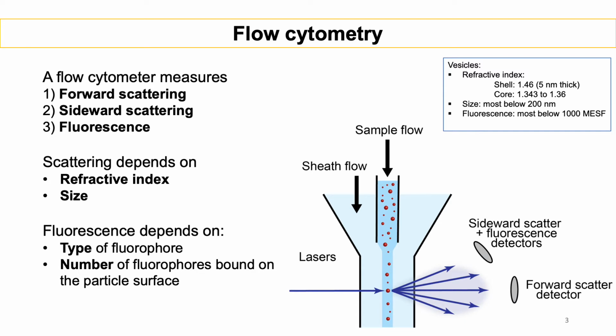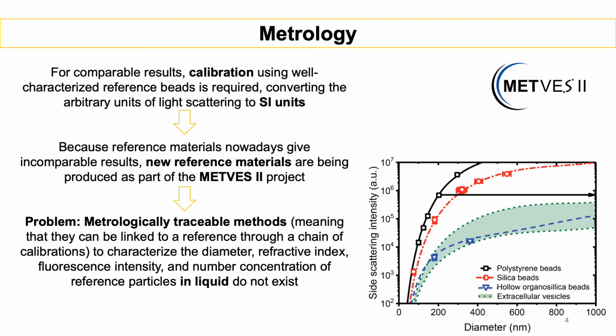A flow cytometer also measures the fluorescence, which depends on the amount of fluorophores and the type of fluorophore antibody conjugates bound to the surface of the vesicles. On average, vesicles show around 1000 MESF of fluorescence. To make sure measurements are comparable, it is important to keep an eye on the metrology, the science of measurements.